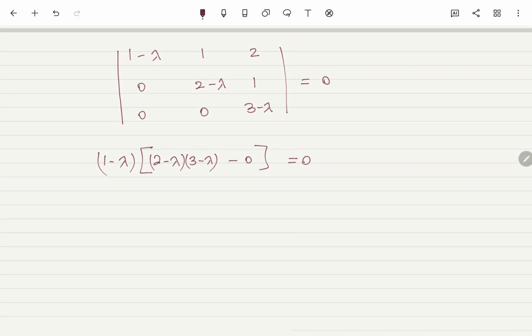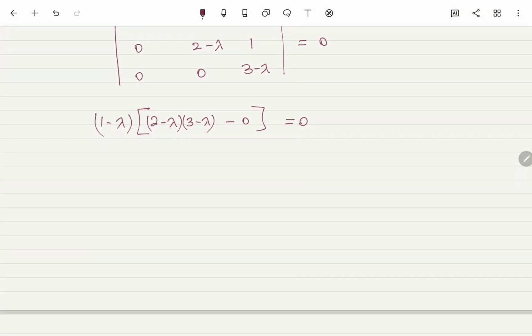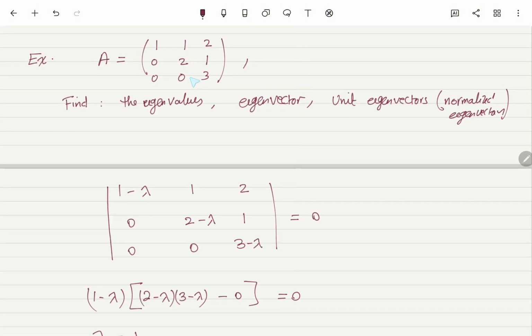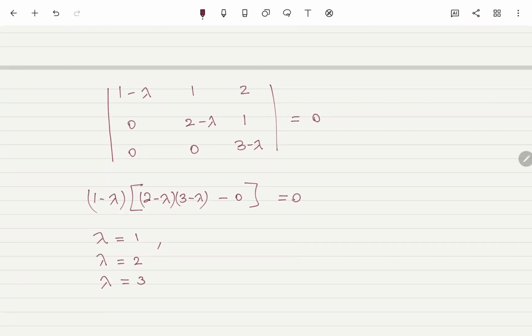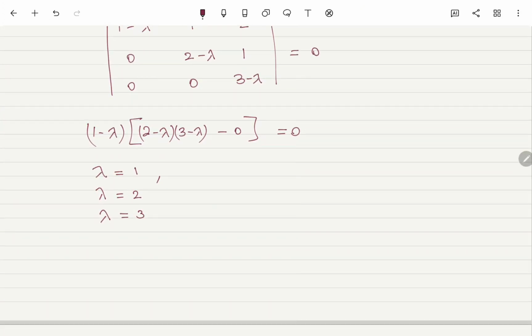From this one right here, lambda is either equal to 1 or lambda equal to 2 or lambda equal to 3. And these are the 3 eigenvalues for this matrix here. So 1, 2, 3.